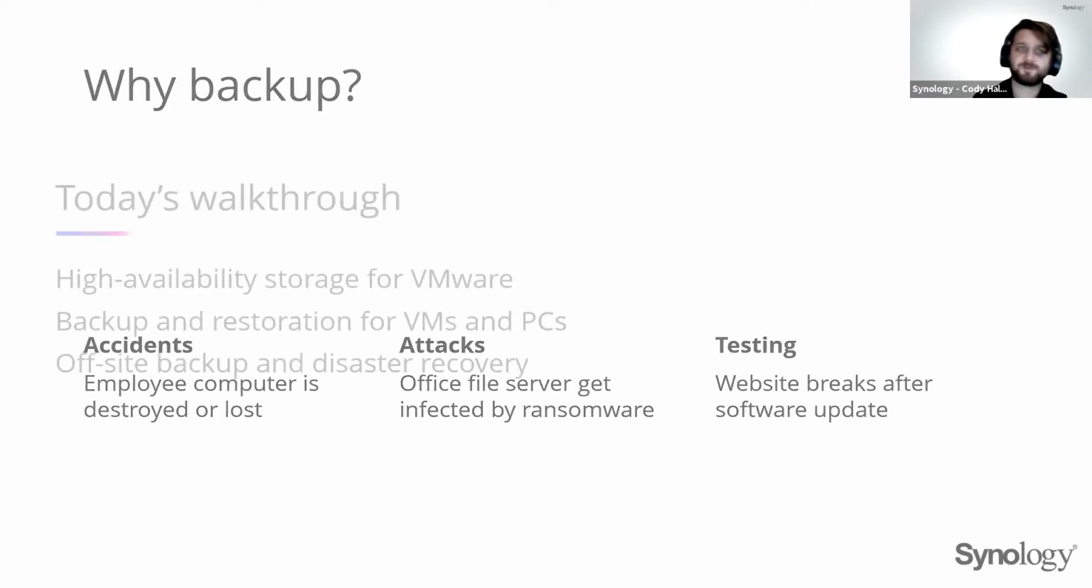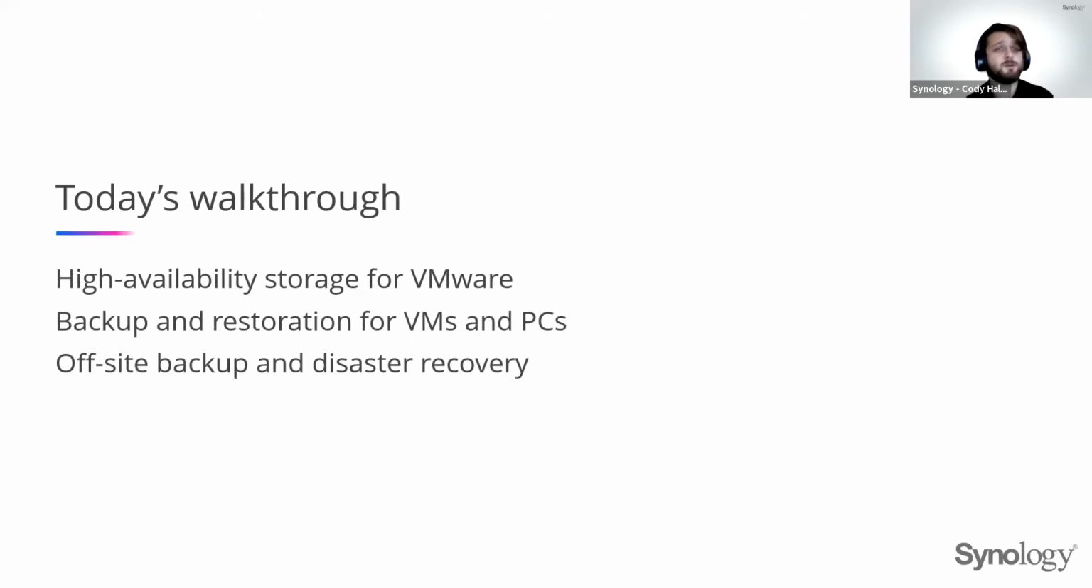So today's walkthrough is going to be focusing on high availability storage for VMware, and then we're moving into backup and restoration of those VMs and PCs that we get into that virtualized environment. And then we're also going to do offsite backup and disaster recovery for both LUNs and also that VM data that we're going to back up with Active Backup for Business.